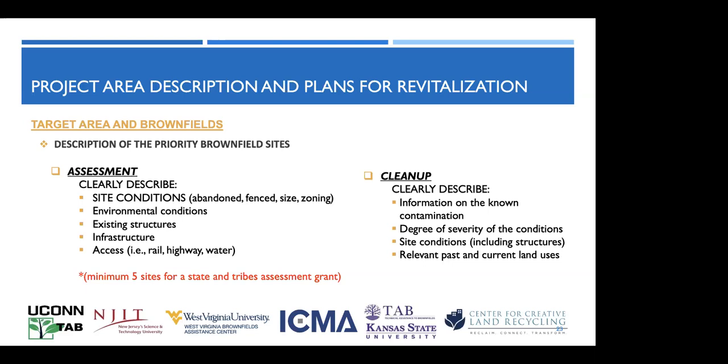For cleanup grants, you want to clearly describe the information that you have on the known contamination. You want to discuss the degree of severity of the conditions. Again, similar to the assessment grants, you want to make sure that site conditions are included. So, does it have structures on it, wetlands, floodplain, et cetera, and what relevant past and current land issues affect the site. Just to highlight what I mentioned earlier, for the assessment grants you need to do a minimum of 5 sites for the state and tribal assessment grants. Next slide, please.